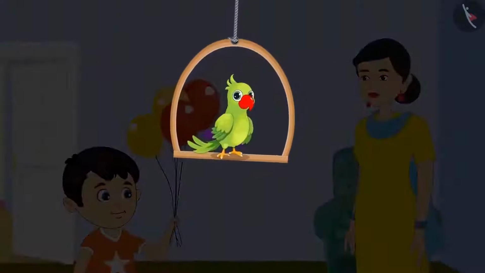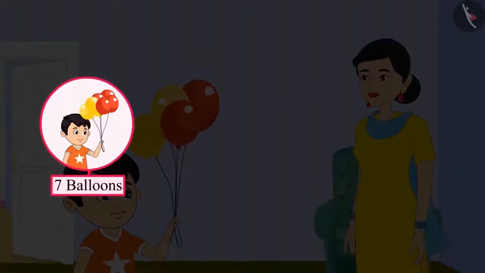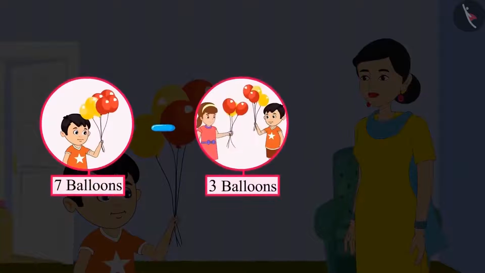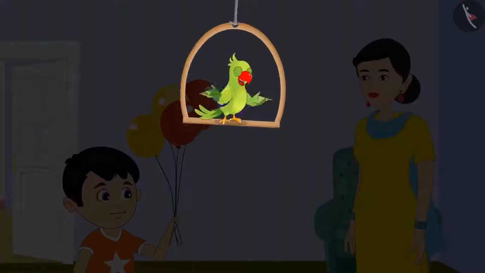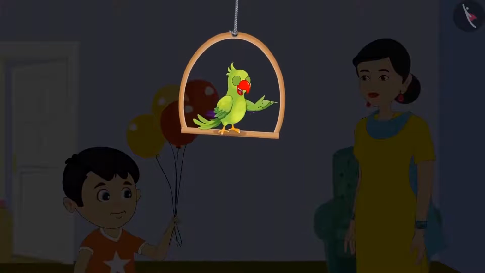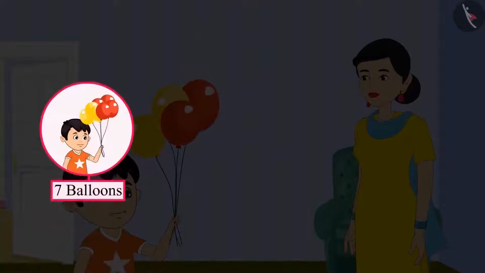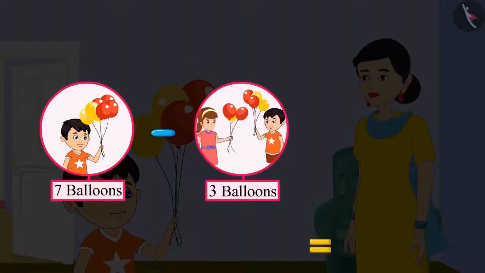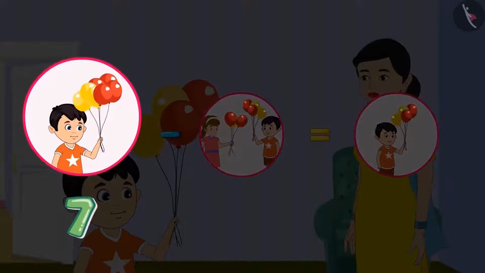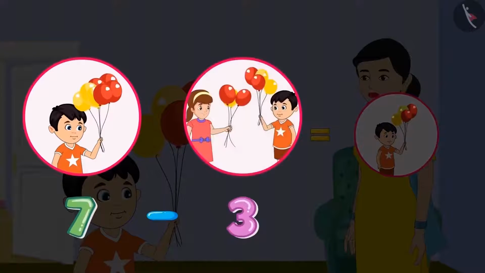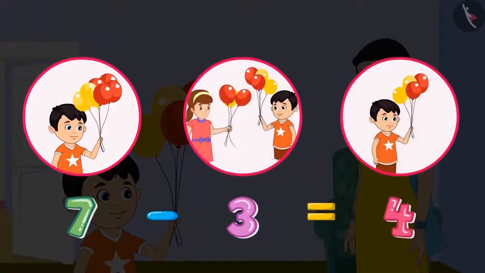So friends, in this example, you saw that if from 7 balloons we subtract 3 balloons, then 4 balloons are left. Come, let us see how to write this in a systematic way. On subtracting 3 from 7, 4 are left. 7 minus 3 equals 4. Did you understand, children?